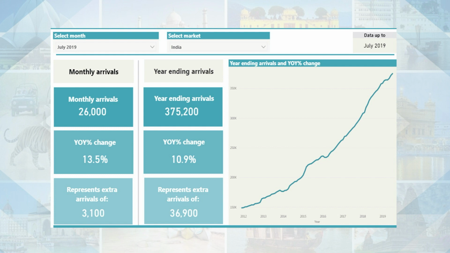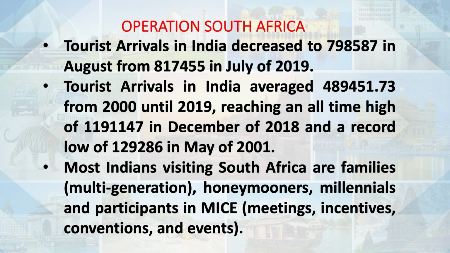Dear friends, we wish to discuss something about South Africa also. So far as tourist arrivals in India from South Africa are concerned, it has gone down. The number was 798,587 in August. This was a little bit decreased when we talk about the July data of 2019. Tourist arrival in India averaged 489,451 from 2000 till 2019.